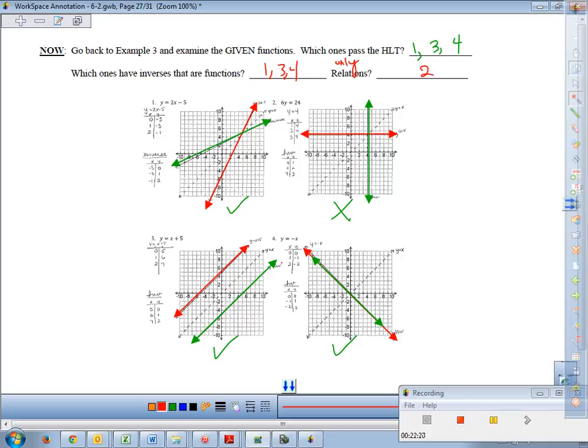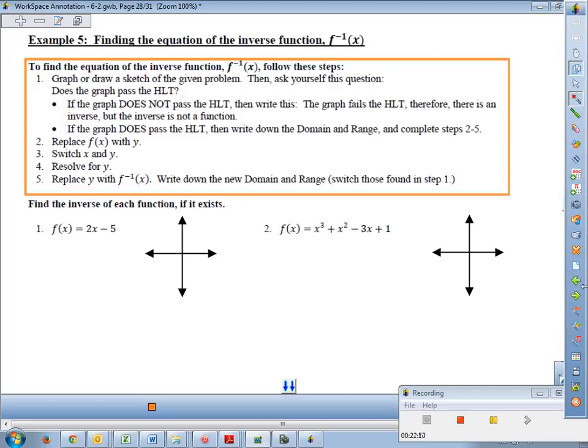It's like, when do you use the VLT? When do you use the HLT? When do you use the VLT? When do you use the HLT? Well, now let's answer that question.